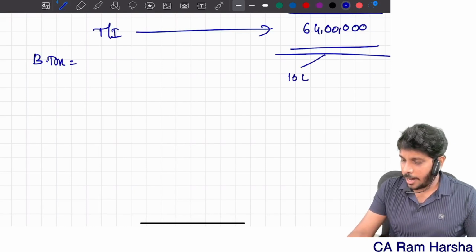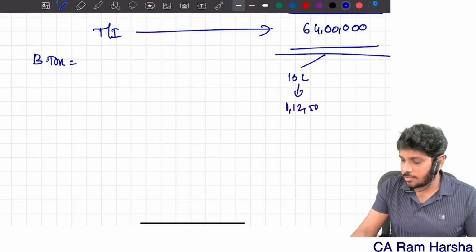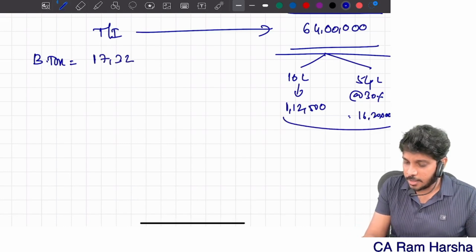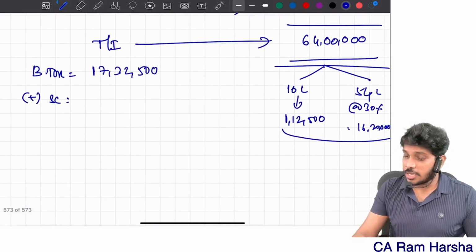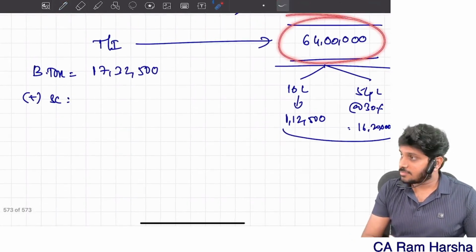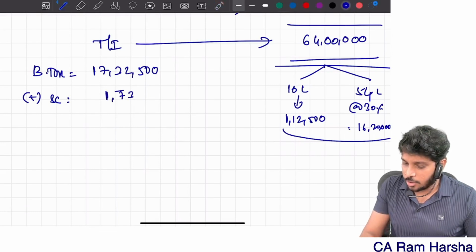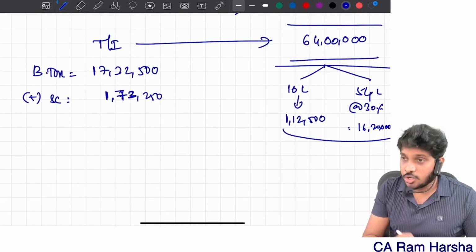Very simple. Up to 10 lakh, 1,12,500. Correct? 54 lakh at the rate of 30% is equal to how much? 16 lakh 20,000. Correct? So total basic tax is 17 lakh 32,500 plus surcharge. Total income is exceeding 50 lakh, so surcharge is applicable at 10%. Yes or no? 1 lakh 73,250.